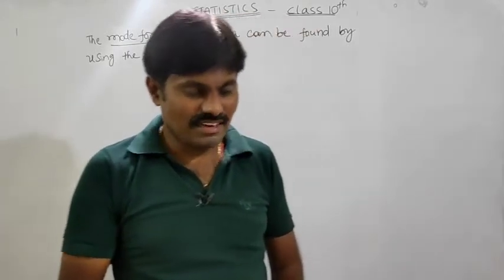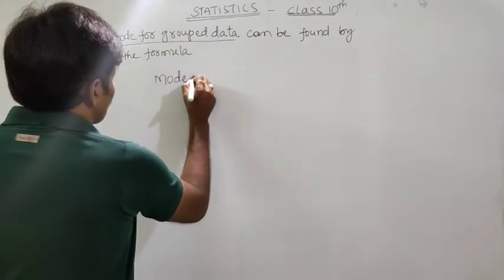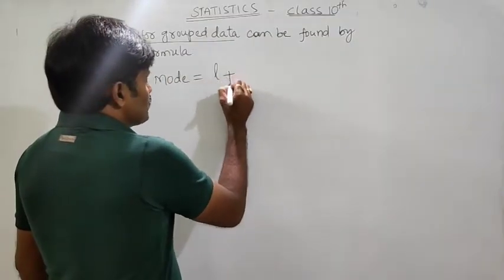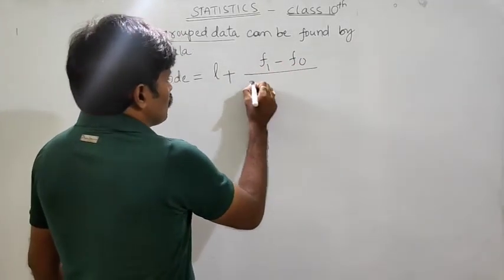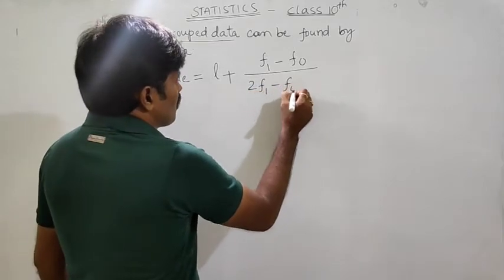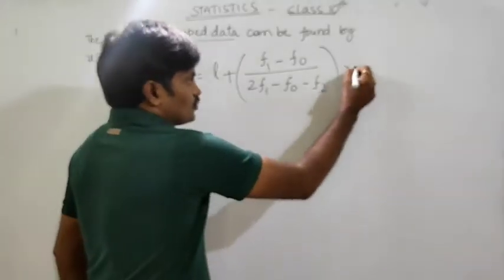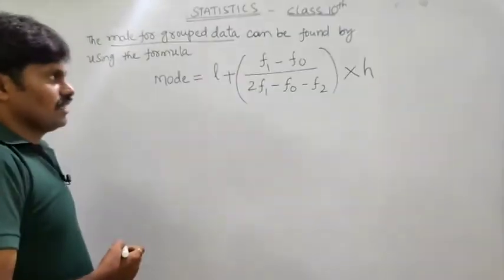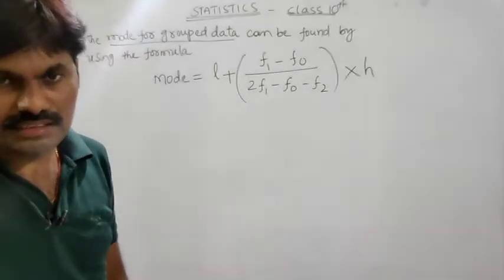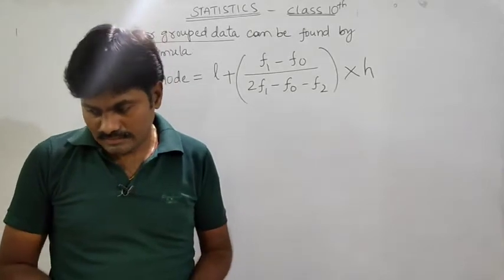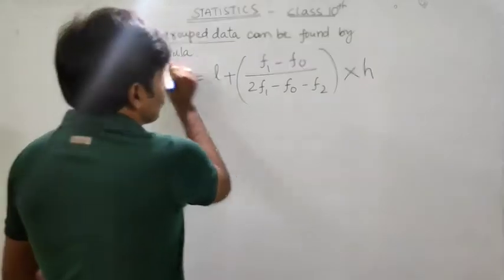Yes, that formula is: Mode is equal to L plus (F1 minus F0) by (2F1 minus F0 minus F2), into H. So mode is equal to L plus (F1 minus F0) by (2F1 minus F0 minus F2), into H. Okay, this is the formula.